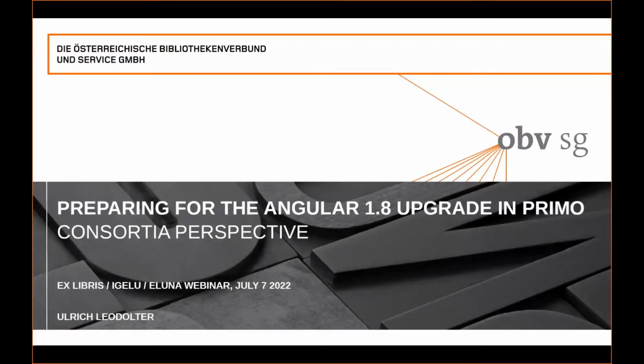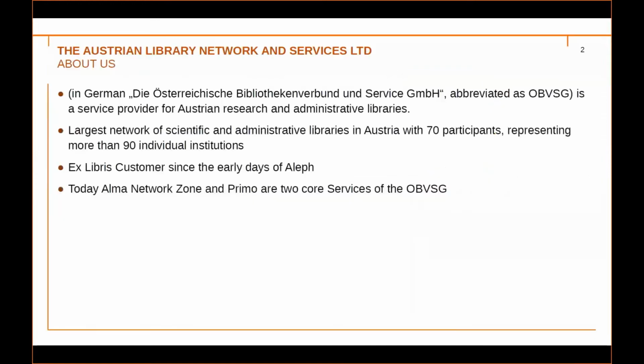Can see it. So I've prepared a short presentation. It's a little bit about the history of Primo and what we have done in the past, and also what we are doing now. So the Austrian Library Network and Services is the company where I'm working.